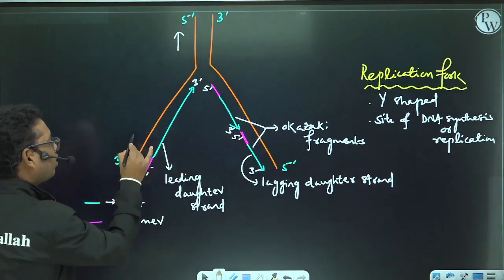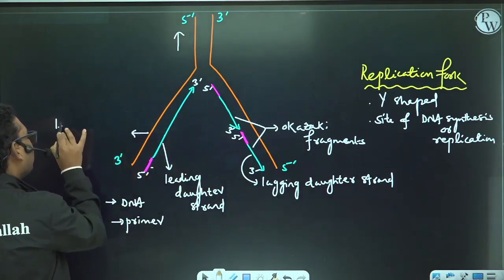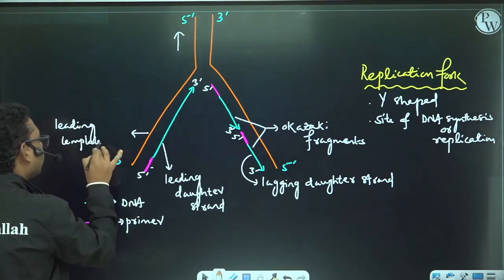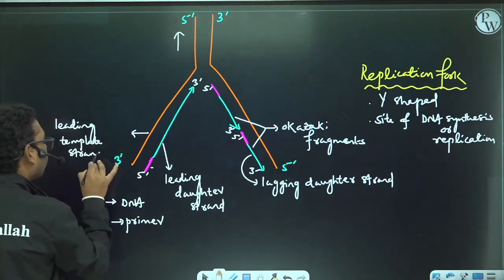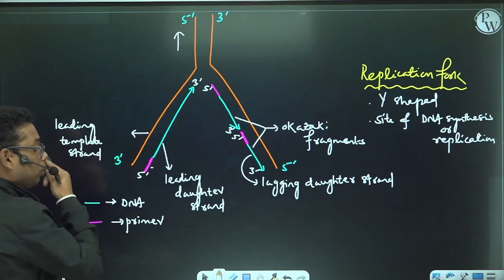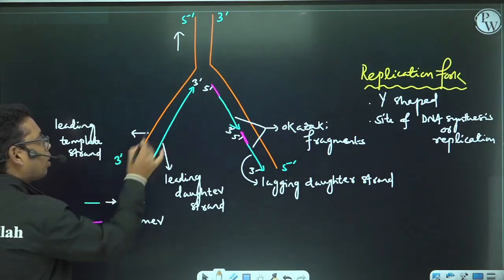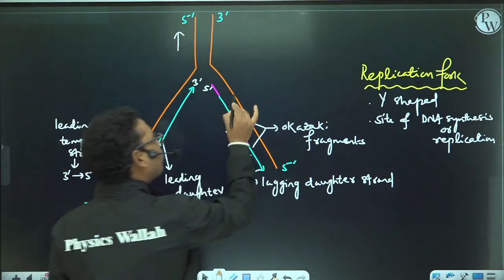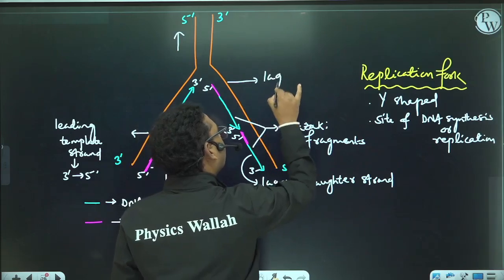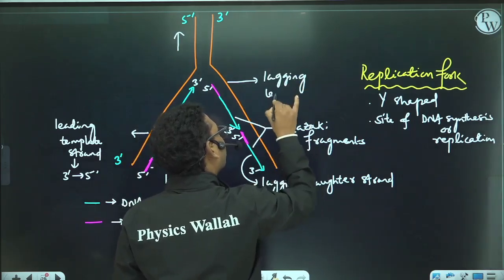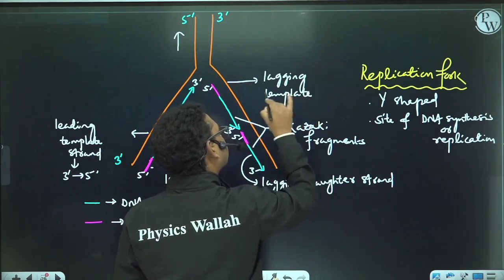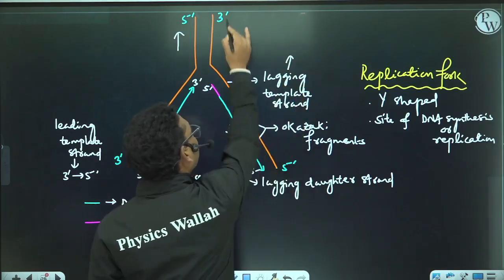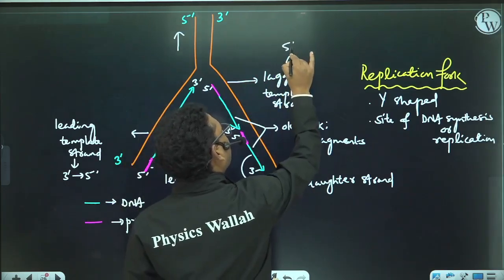So this one is called the leading template strand. What is the polarity of the leading template strand? 3 prime to 5 prime. And this strand is called the lagging template strand. And what about the polarity? The polarity is 5 prime to 3 prime.